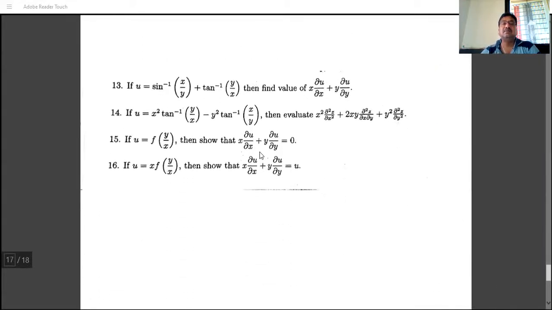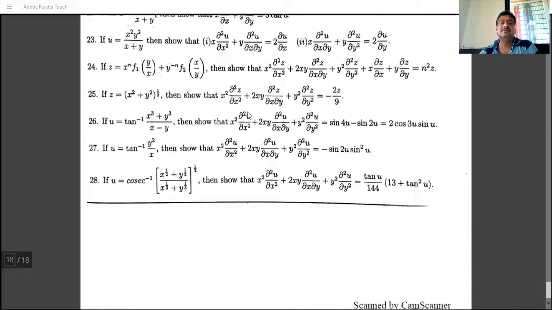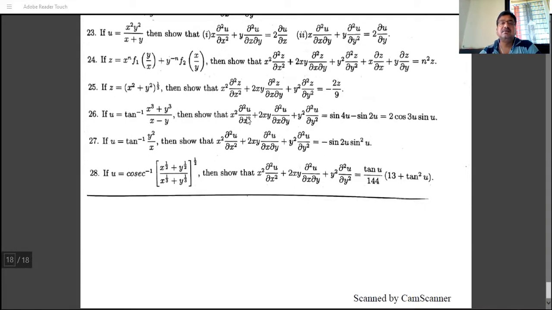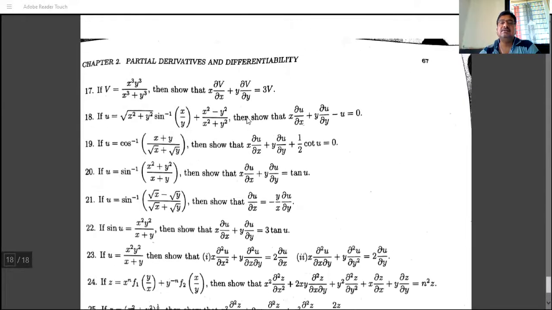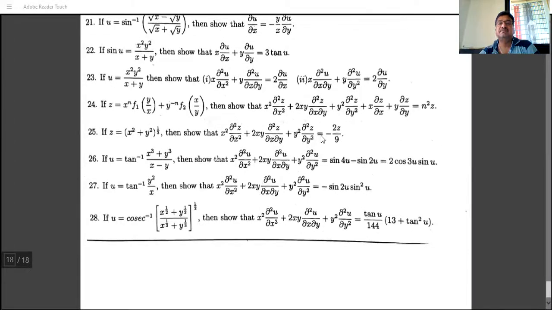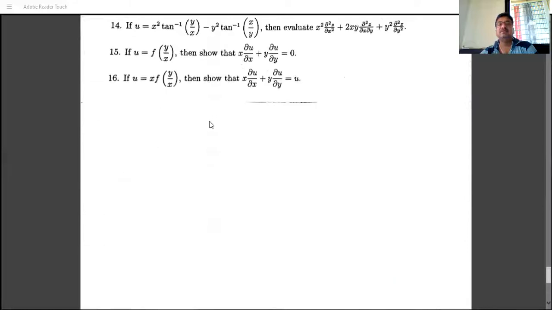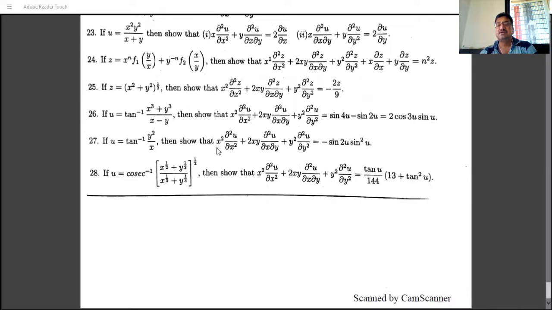So these are some exercise problems. Solve all these exercises. Answers are also given. We have to prove the straightforward examples, show that or prove the results. These are the problems related to Euler's theorem. Solve all these problems.